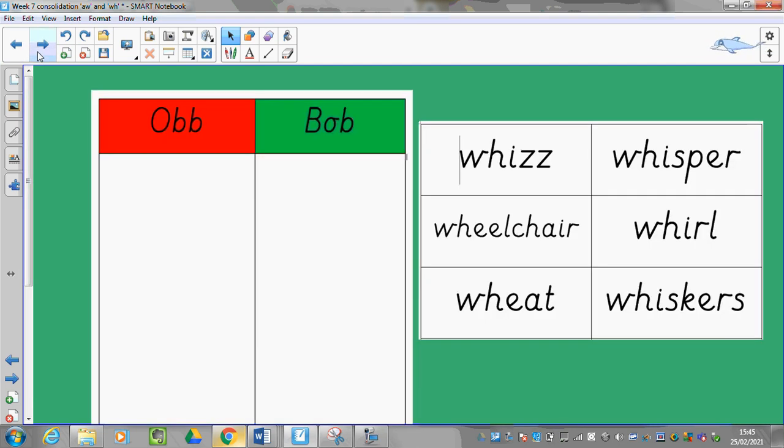Okay, so our worksheet for today is an Obb and Bob worksheet, just like it was earlier in the week. I want you to have a look at the words, sound them out, put your sound buttons and your talk lines on them, cut them out or write them in the correct column.